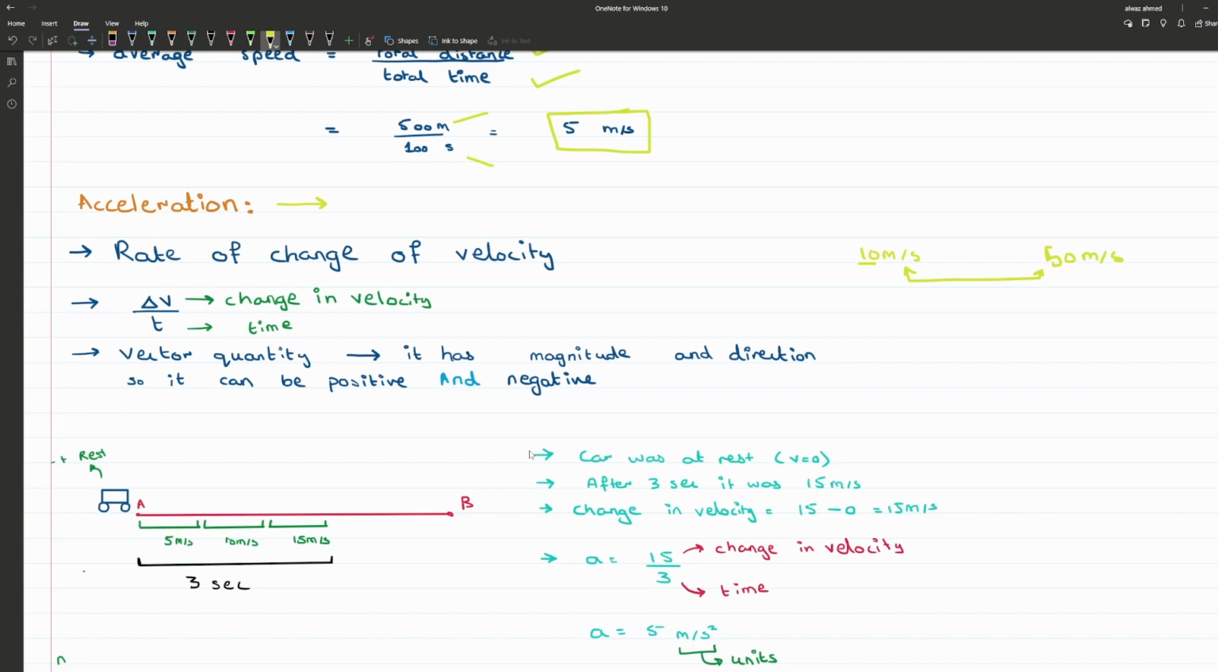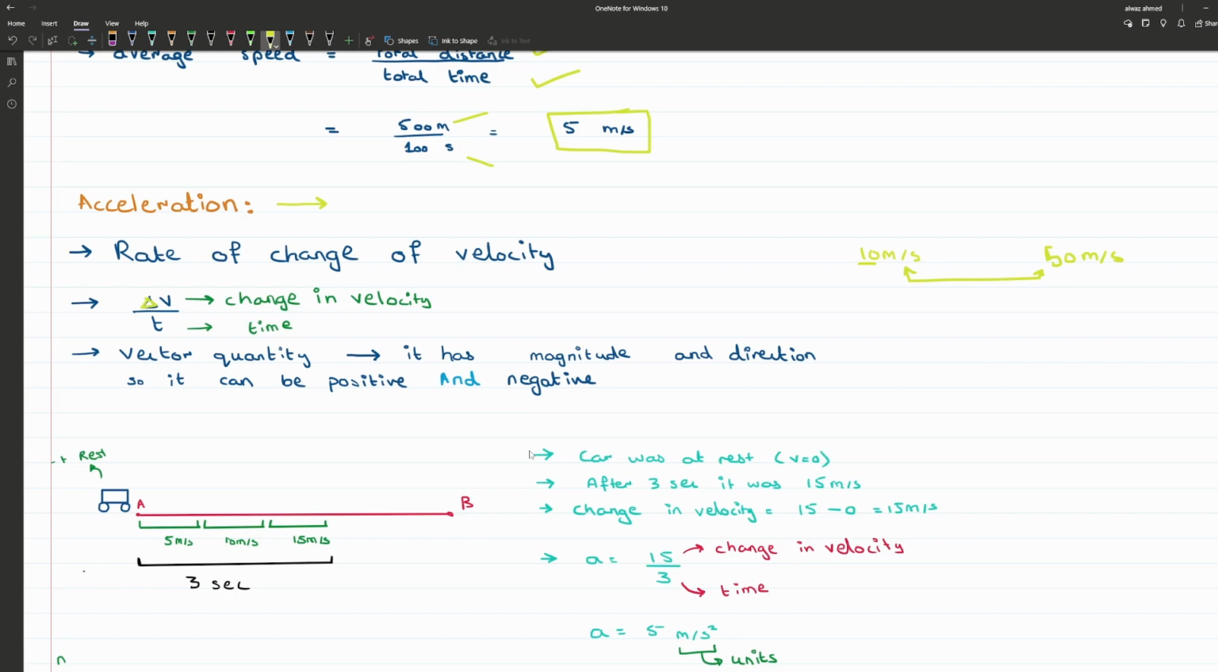Now what's the change in velocity? It's 40 meters per second in this scenario. So let's continue. In the next, we've got the formula for acceleration, which is change in velocity. This triangle is called delta V, and this denotes the change in velocity basically, and it is divided by time, which is in seconds.